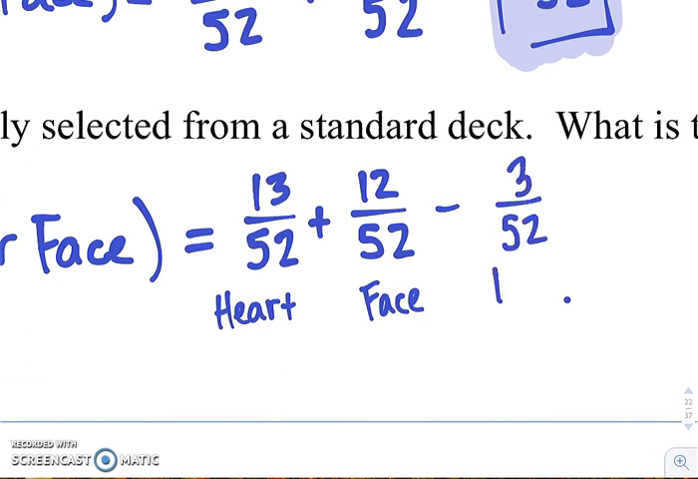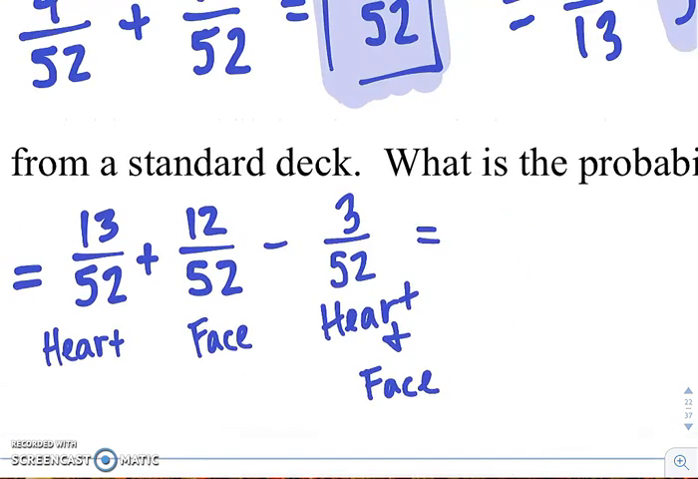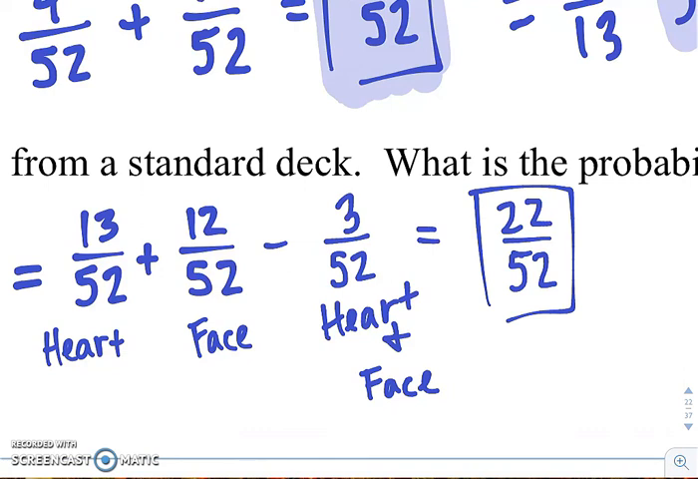And those would be the heart and face cards. So 13 plus 12 minus 3. So 13 plus 12 is 25, minus 3 is 22 out of 52. So that would be the probability of picking a face card or a heart card.